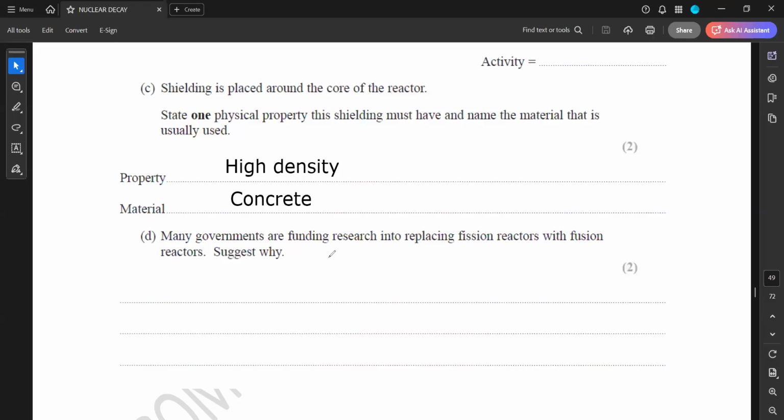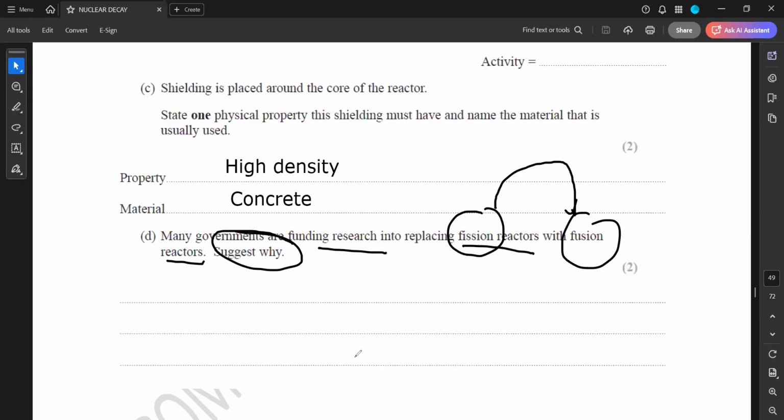Many governments are funding research into replacing fission reactors with fusion reactors. Suggest why they are trying to shift to fusion reactors. What is the reason for that? Because usually the fission fragments are radioactive. The waste produced, the fragments produced by fission, are radioactive, emitting radiation. But fusion fragments are not radioactive, they do not emit radiation.